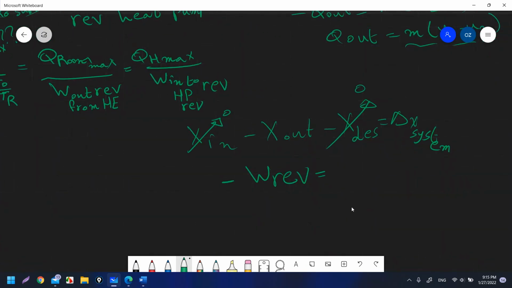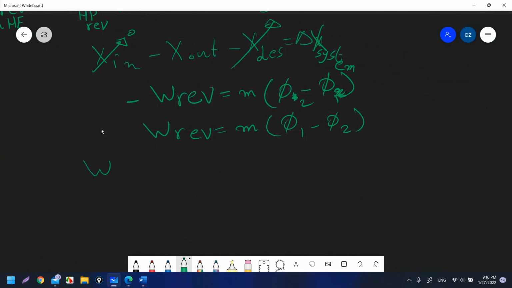Delta X system, of course, this is a capital delta X, so we can say it is M phi 1 minus phi 2. We don't have M. Let's first distribute this negative. So work reversible will be M, that's phi 2 minus phi 1. Always delta is 2 minus 1. Then when we substitute, it will be phi 1 minus phi 2. Okay.